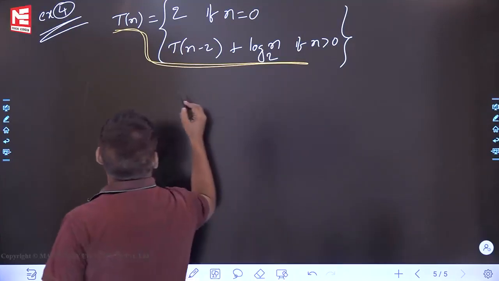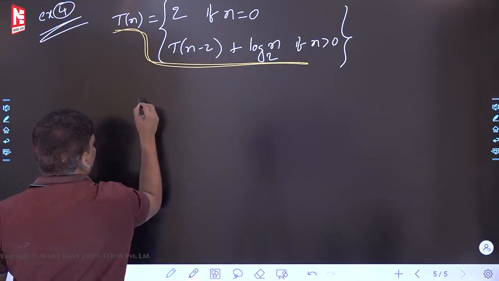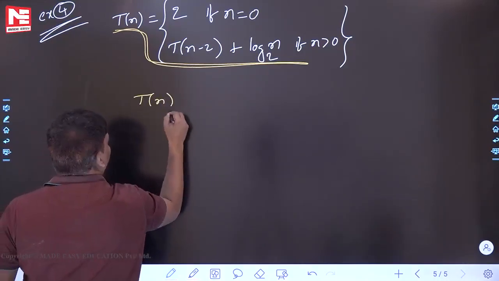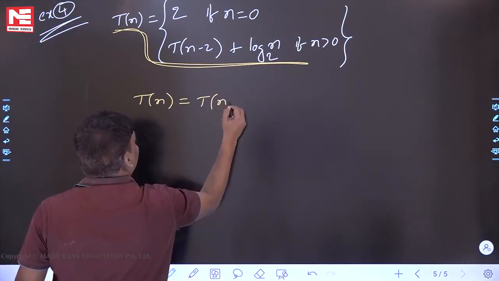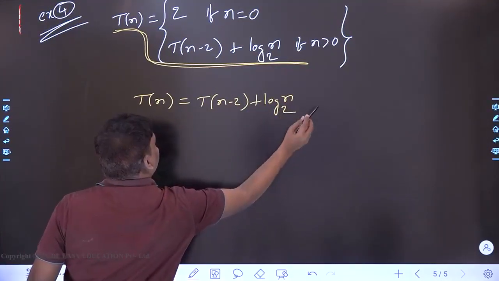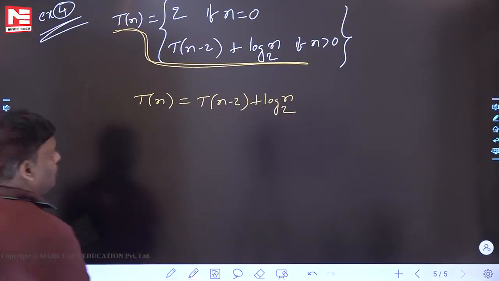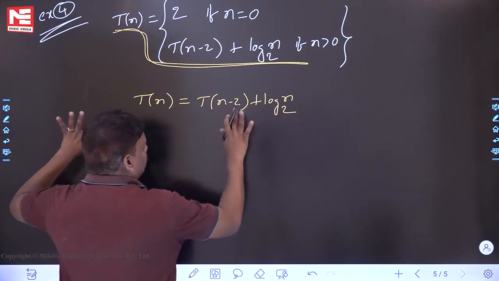So let me start here. What is the answer? Let me write. Tn is equal to Tn minus 2 plus log n base 2. It is the given recurrence relation.